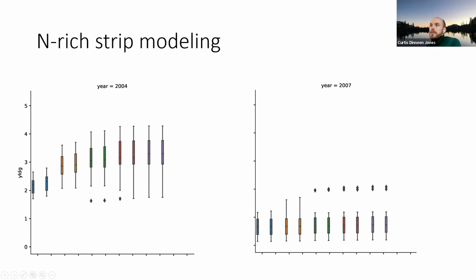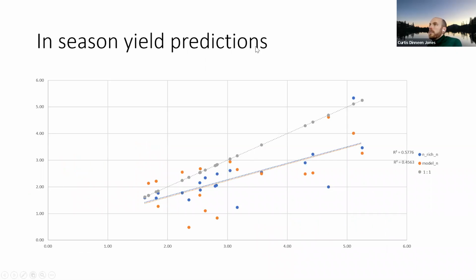But you can see, depending on the year, some had high responsiveness to fertility, some had low responsiveness to fertility. And you can translate this into a nitrogen recommendation where you stop seeing responsiveness, which could occur at different points depending on the behavior.